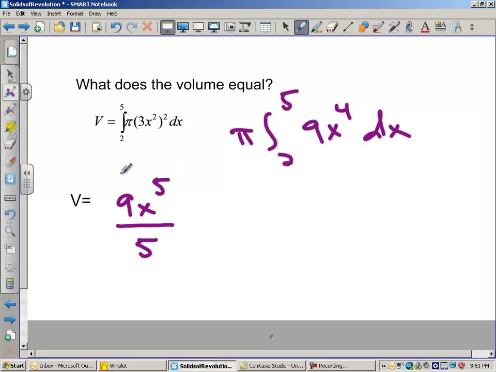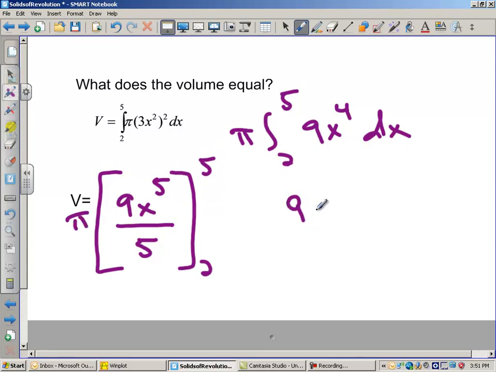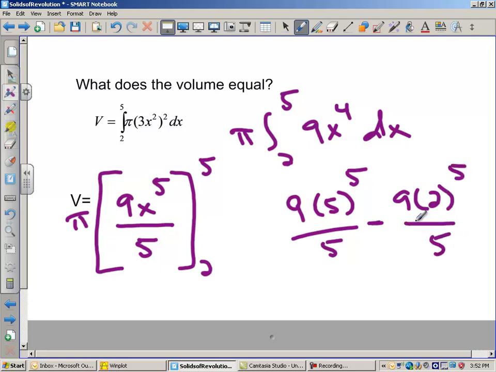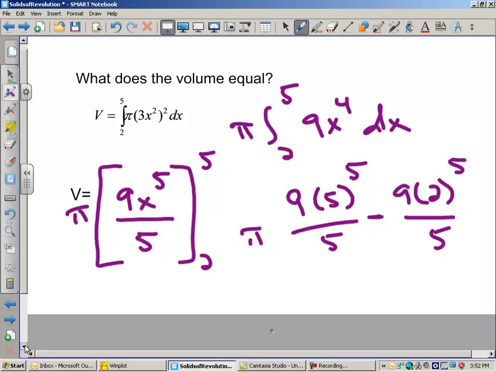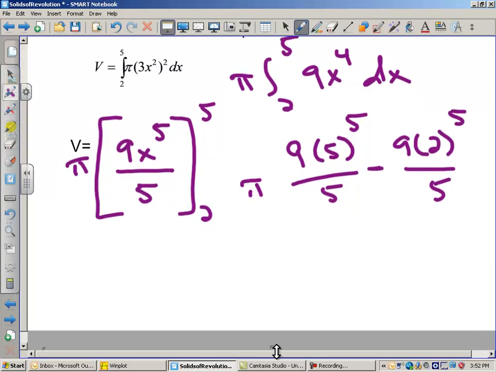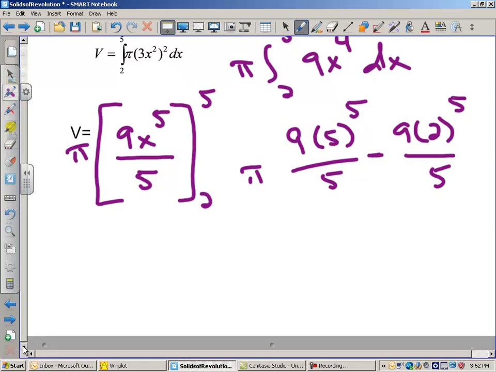And I'm going to evaluate this between 2 and 5, with a pi out here in front. So I'm going to have 9 times 5 to the 5th over 5 minus 9 times 2 to the 5th over 5, and I'm going to have a pi in front of all of that. And if I happen to know what 5 to the 5th is off the top of my head, that'd be pretty amazing, but I don't know that. So I'll probably finish that on a calculator.